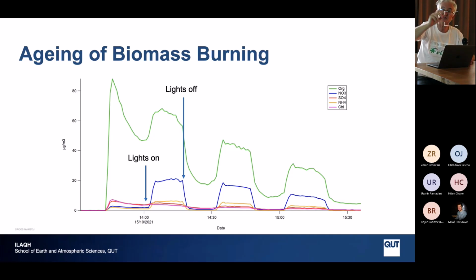And you look at these processes. So when the lights are on and the particles pass through the reactor, it's the same as if they were exposed in the atmosphere for about 3 to 4 days.